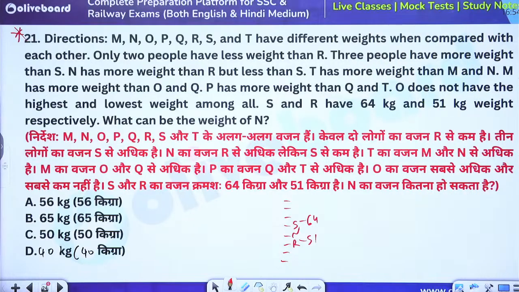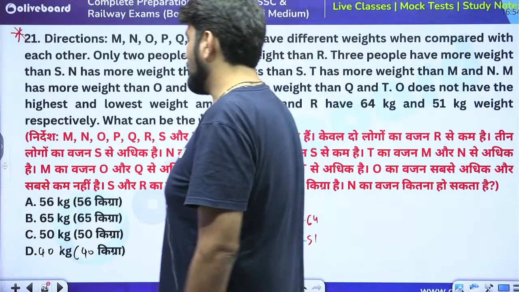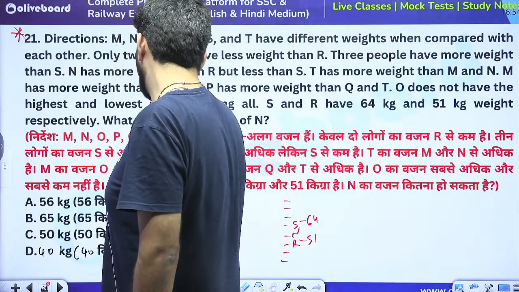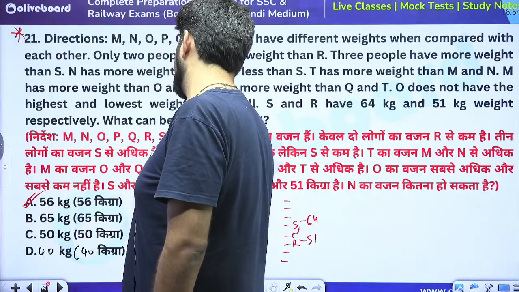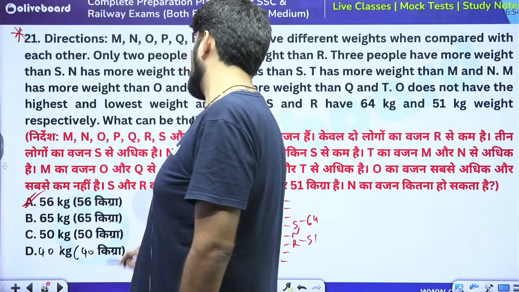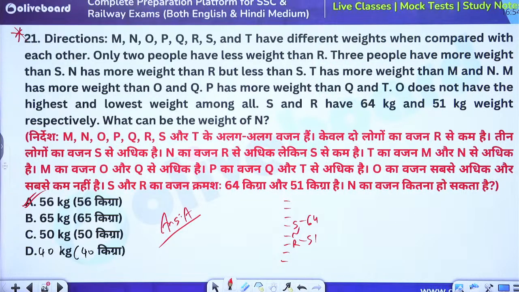The question is asking you what can be the weight of N. So the weight of N has to be between 51 and 64. So you will see, greater than 51 and less than 64, only one option, which is option A, 56 kg. Technically this was supposed to be my answer, right? 65 is greater than 64, 50 is less than 51, 40 is less than 51. That's all I had to do.